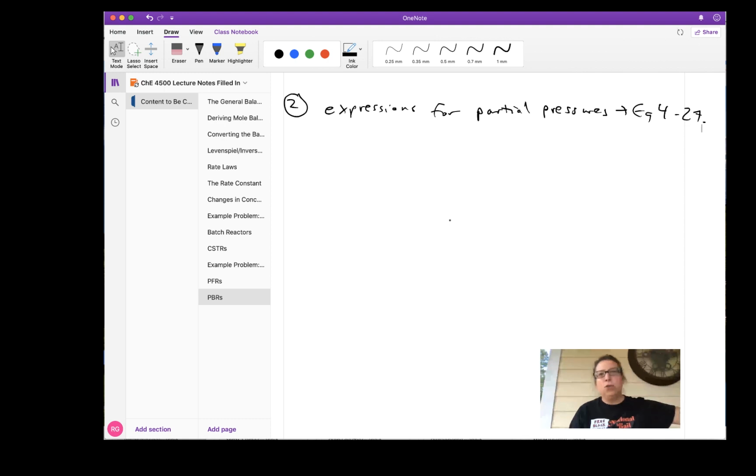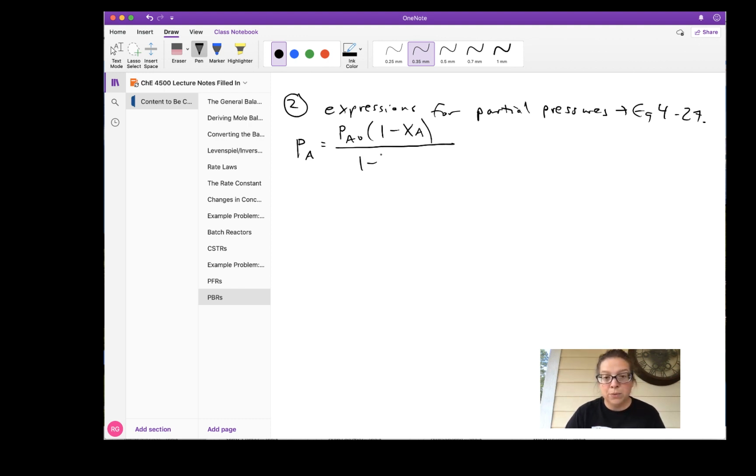Then this would be true. I'm writing in terms of partial pressure, but this would be true if I was writing in terms of concentration also. So basically, now that I have a pressure drop term, I have a non-isobaric reaction. I have to account for that. So that is going to influence my volumetric flow rate also. So I have my PA equation goes to PA naught, 1 minus x, divided by 1 minus 1/3 x.